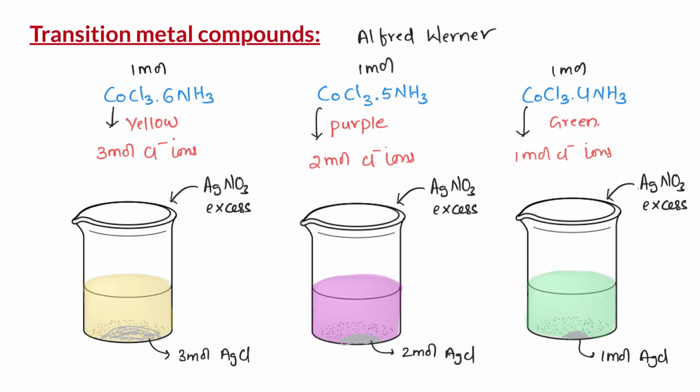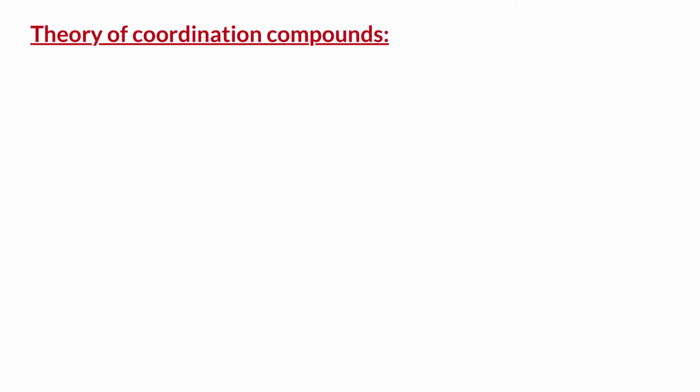The next question is, why? Scientists have to come up with a theory to explain these observations, and Alfred Werner did exactly that. He called these compounds coordination compounds or complex compounds, and he proposed the theory of coordination compounds. The following are the postulates of his theory.